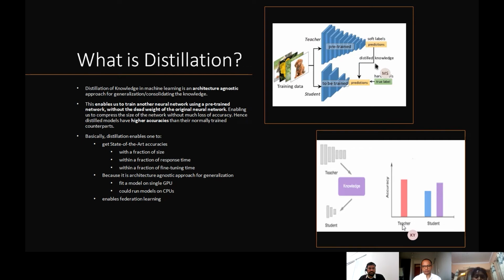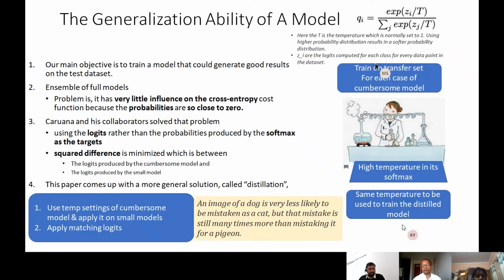Even though it is of small size, we are achieving state-of-the-art accuracy with a fraction of the size of the neural network, and the response time is also much smaller. This way, we are able to achieve the same thing that the larger neural network was able to achieve. And since it is architecture agnostic, we are able to run it on a single GPU or with CPUs also.